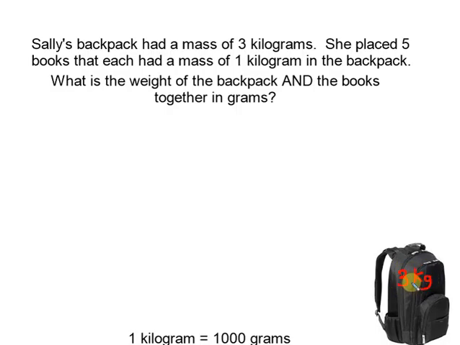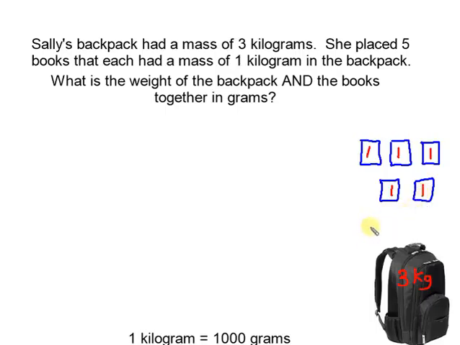But that's not all. We also have some other things. We know that she also has 5 books. And each one of those has a mass of what? If we look at the problem, it tells us each one has a mass of 1 kilogram. So, 1 kilogram here, 1 kilogram here, 1 kilogram here, 1 kilogram here, and 1 kilogram here. We want to know the weight of the backpack and the books together in grams. We have 3 kilograms, and then we have 5 more kilograms. We have to actually add these two together. 3 plus 5 is 8 kilograms.